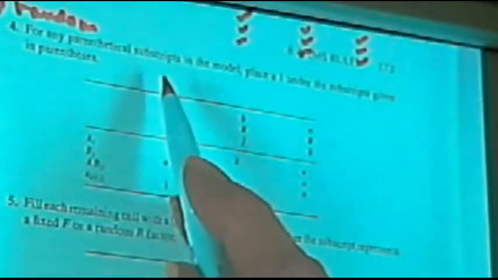For any parenthetical subscripts in the model, place a 1 under the subscripts given in parentheses. So we're looking at this epsilon k(ij). I is in parentheses, so put a 1 in that column. J is in parentheses, so put a 1 in this column. K is not in parentheses, so nothing is done there. Done with that.